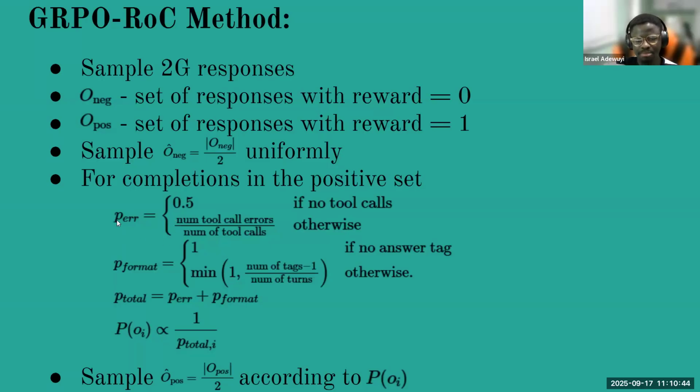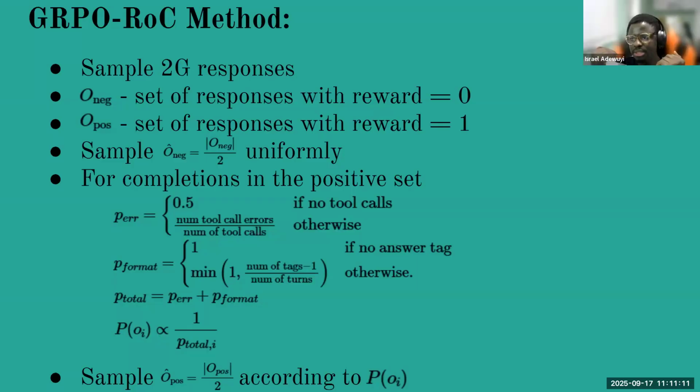So you have this P error, which is just like a stepwise function, taking into account how many tool-call errors this particular rollout has. So for some rollouts, you have the number of errors over the total number of tool calls, capped by 0.5. Then you have P format. According to the authors, this P format was just to incentivize having only one answer tag.